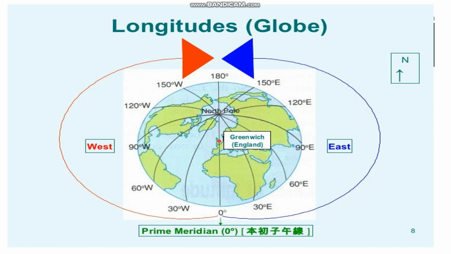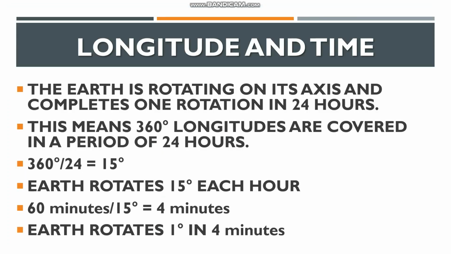Now let's move on to longitude and time. The Earth is rotating on its axis and completes one rotation in 24 hours. Understood now? The Earth is rotating on its axis and completes one rotation in 24 hours. This means 360 degrees of longitude are covered in a period of 24 hours. We are getting day and night in 24 hours. By this time, the Earth completes its one full rotation.